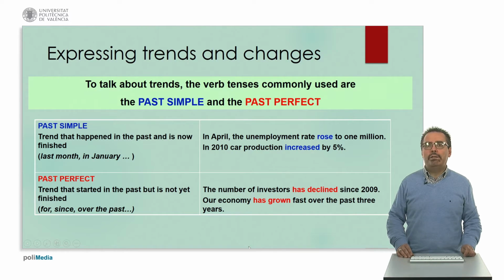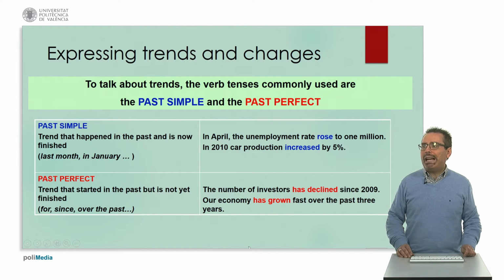Here we have a couple of examples. In April, the unemployment rate rose to 1 million. In 2010, car production increased by 5%. In these cases, we have a trend that finished in the past.